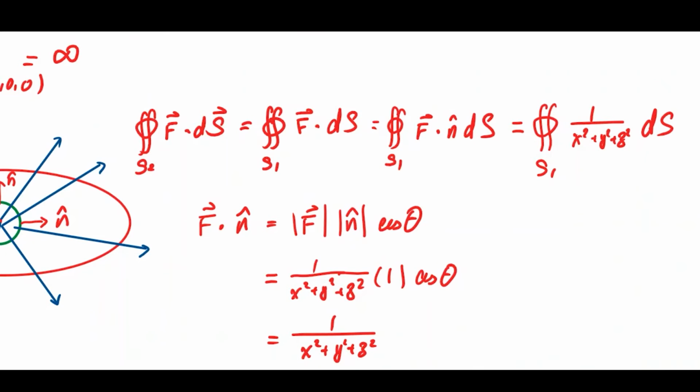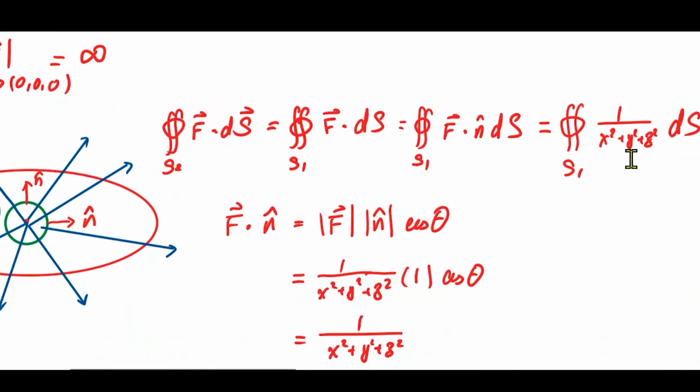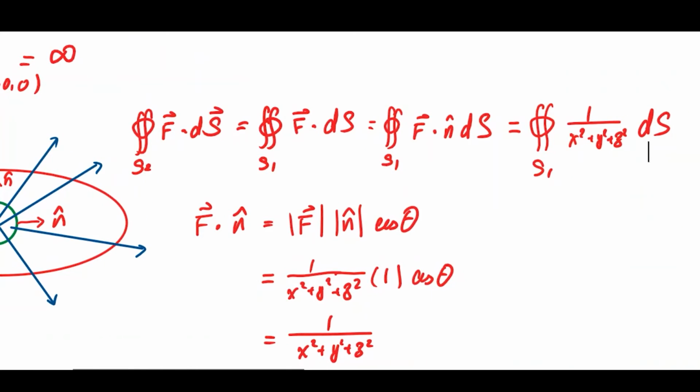Now, on a unit sphere, what is the value of this thing? Or should we go to spherical coordinates? Let's go to spherical coordinates then. So we'll have a double integral of, what is this thing? This is 1 over rho squared, isn't it? So far with me? And we have, we'll just call it dS.